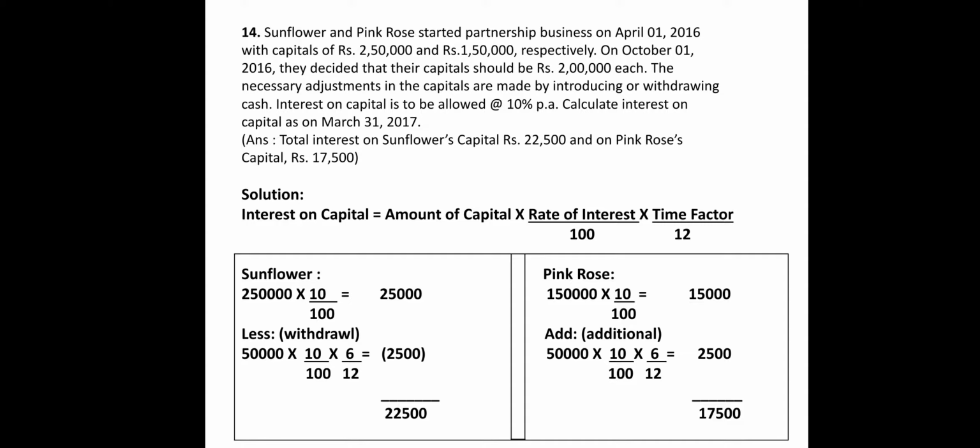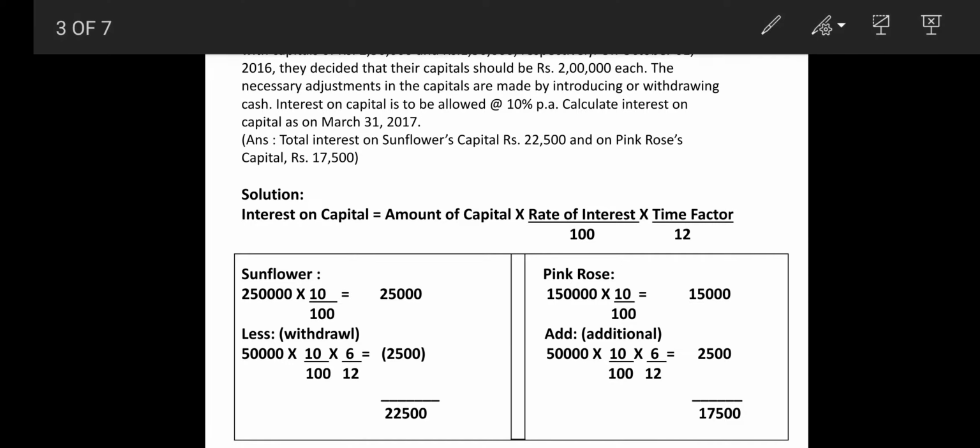So instead of doing this, we have another way of solution. In a very simple way we will be doing this. What we will do is, first of all, calculate 2,50,000 for the full year for Sunflower. Look at the working, what I have done over here. Same interest on capital working is to be done. For 2,50,000 for the full year I have done 25,000. Is this clear?